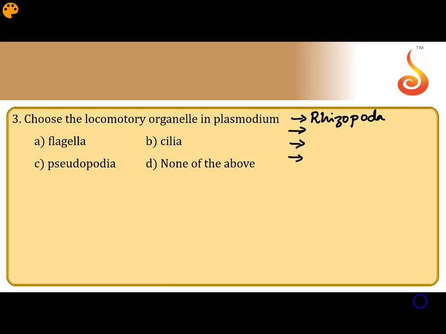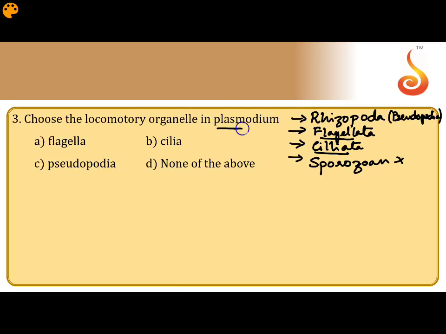What do they have? They have pseudopodia. Next, flagellata. I think the name itself signifies presence of flagella. Then you have ciliata, cilia present. Then you have sporozoan. These do not have any locomotory organ. Now you have to find out what is Plasmodium, whether it is a rhizopoda, flagellata, ciliata or sporozoan.